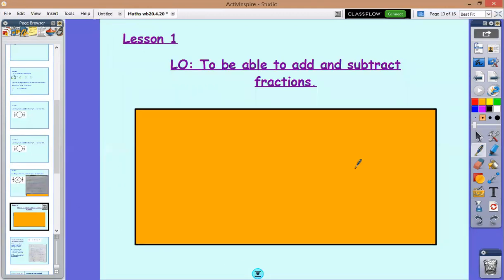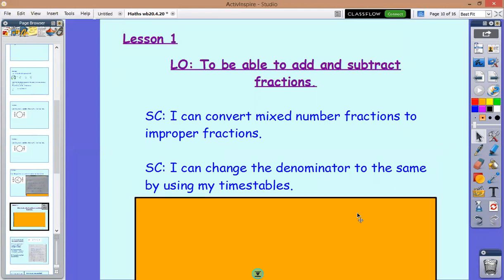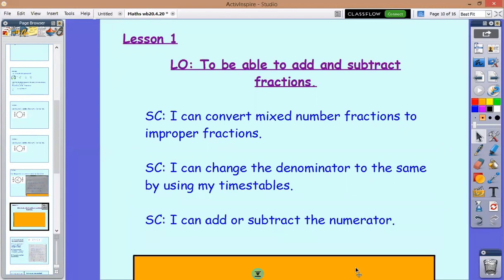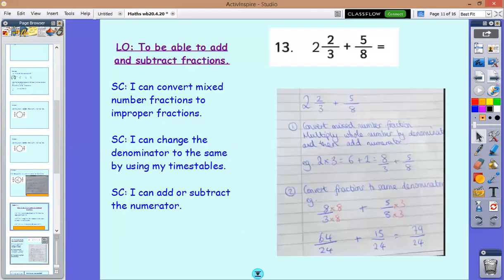Okay, so the first lesson is going to be able to add and subtract fractions. So I'm going to go through our success criteria. I can convert mixed number fractions to improper fractions. Okay, so that's something you might need to have a little bit of practice on, which I'll go through in the very next slides with you. I can change the denominator to be the same by using my times tables. Really important. We've just had a go at that by comparing fractions. And then I can add or subtract the numerator. So let's move on to the next screen for you.